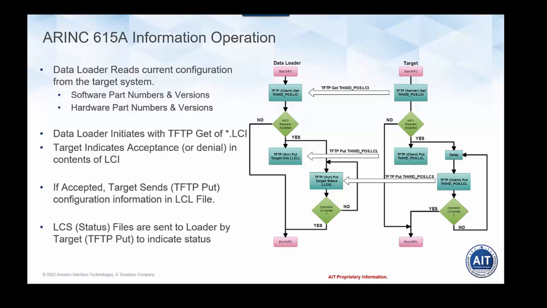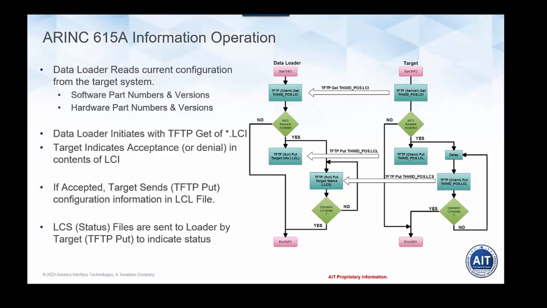Next, going to talk just a little bit about a couple of the other operations that are supported by 615A that we alluded to at the beginning. After uploads, the next most common operation that you'll see done with a data loader is an information operation. Like I mentioned previously, this is where the data loader uses a standard method to read from the target its current configuration status. So basically the target provides to the data loader the currently loaded software part numbers and versions, and it can also provide hardware part numbers and serial numbers to indicate the current hardware configuration status.